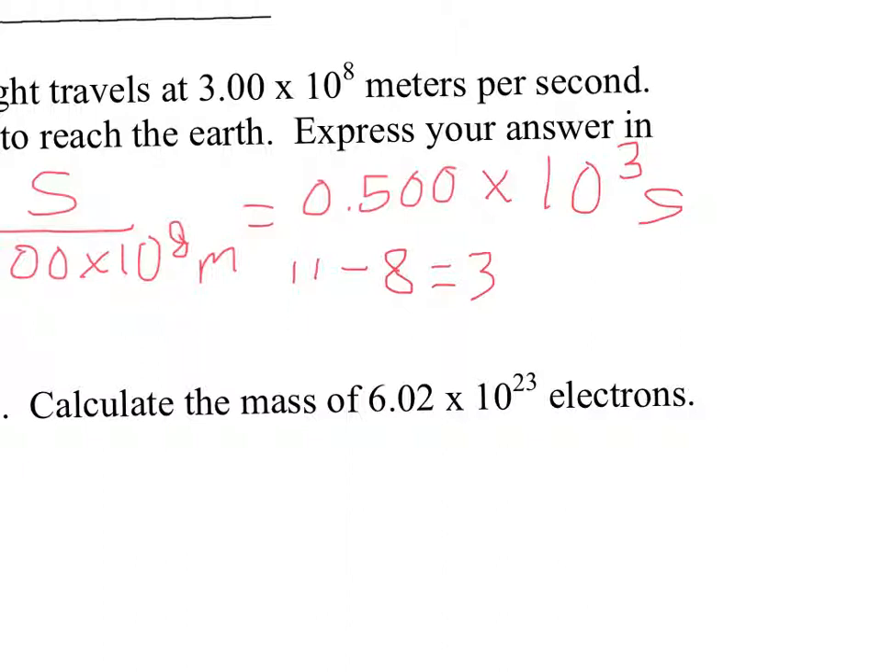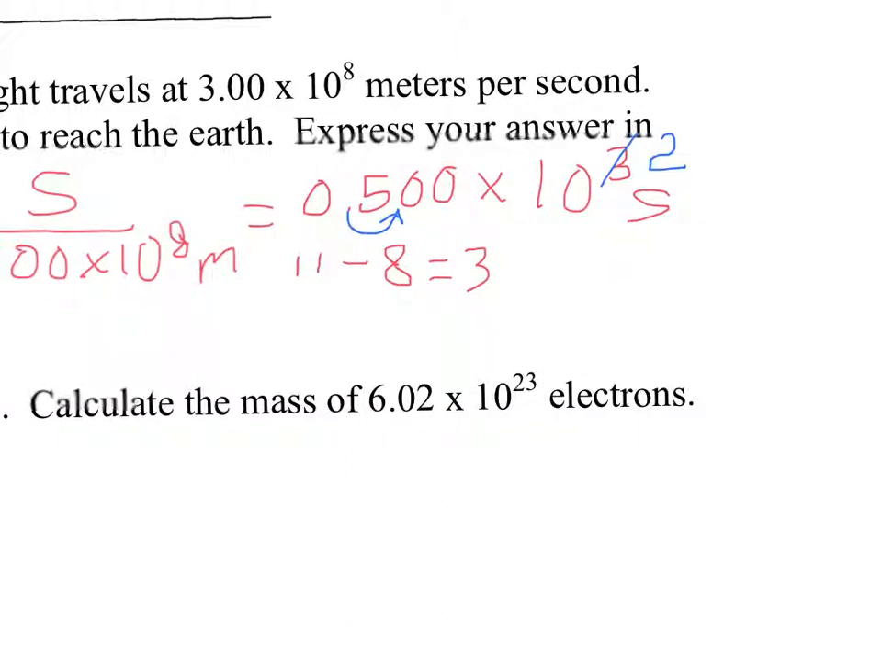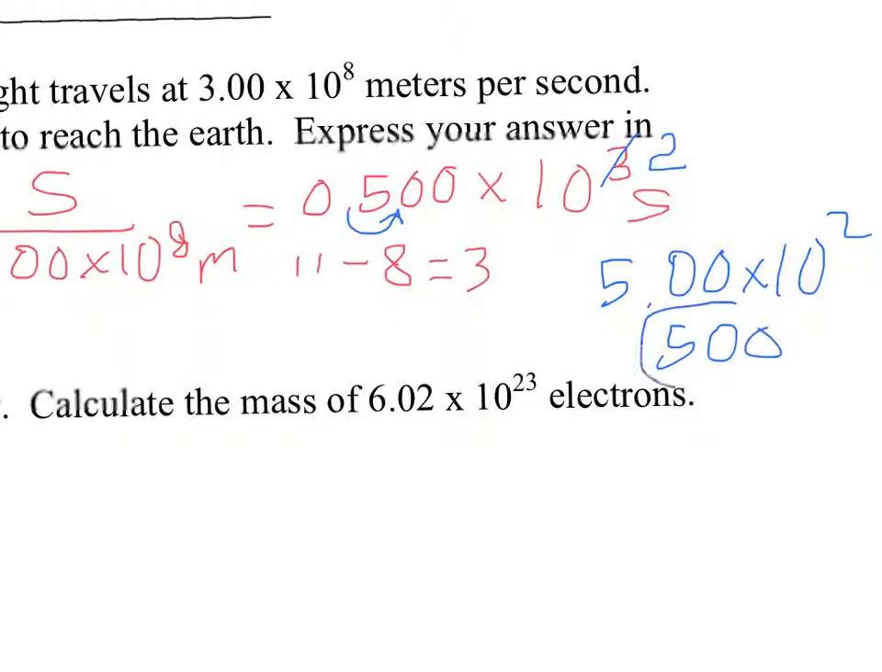Now the problem is this is not in correct scientific notation. I need to move my decimal point one place to the right. And when I do that, I'm going to change my power like so. So my actual number is 5.00 times 10 to the 2, or 500. But it did tell us to do this in scientific notation, so we're not going to show that.